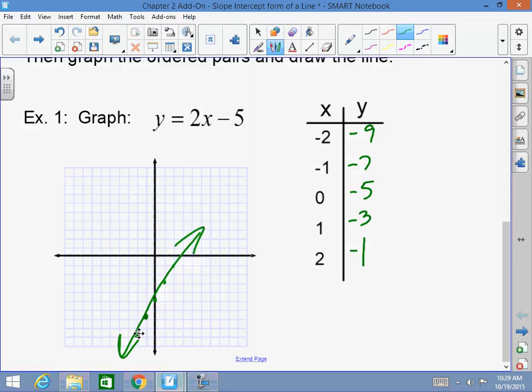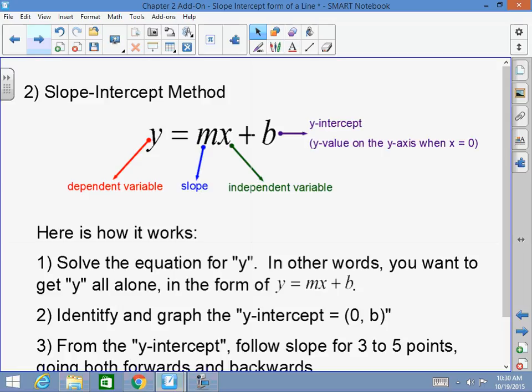That's the table method. That's the method that most people do not like, and I get it. I don't like it either. You can make mistakes in your calculations. It's time consuming, but it does work in a pinch, worst case scenario. Now, what we're learning today is the slope-intercept method.